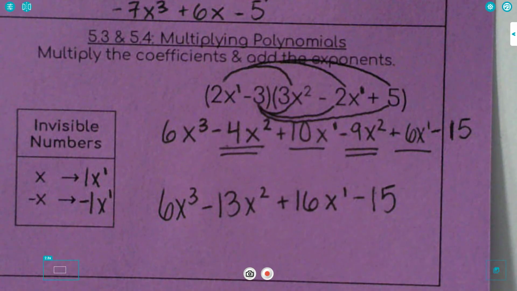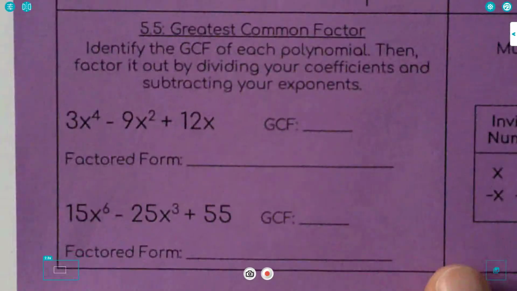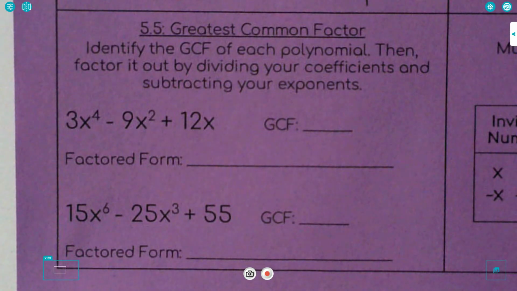All right, we are going to get done with this side then. Okay, last thing on this side, 5.5 is greatest common factor. For greatest common factor, we identify the GCF, the greatest common factor, the biggest thing we can divide everything by, out of the polynomial, and then we factor it out by dividing your coefficients and subtracting your exponents.